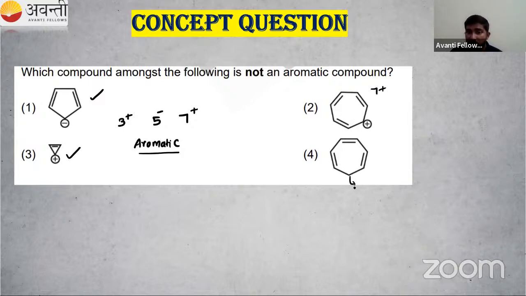What about this one? There is an sp3 carbon atom, not an sp2 carbon atom. If sp2, then it is planar. Then here, there is no conjugation present. So it is not aromatic. It is not anti-aromatic. So we can say it is not at all an aromatic compound. So the fourth one is the correct answer.